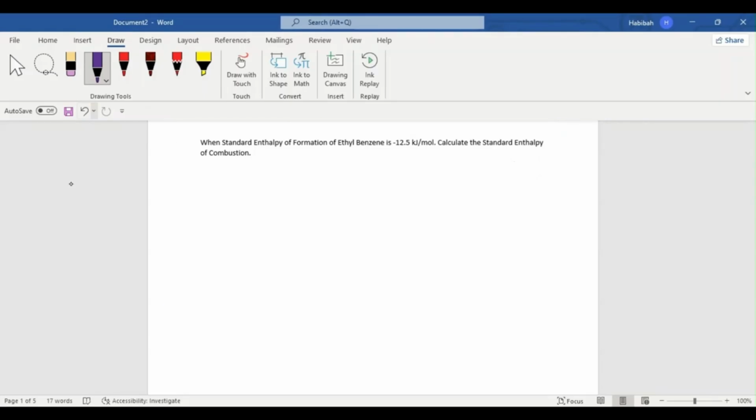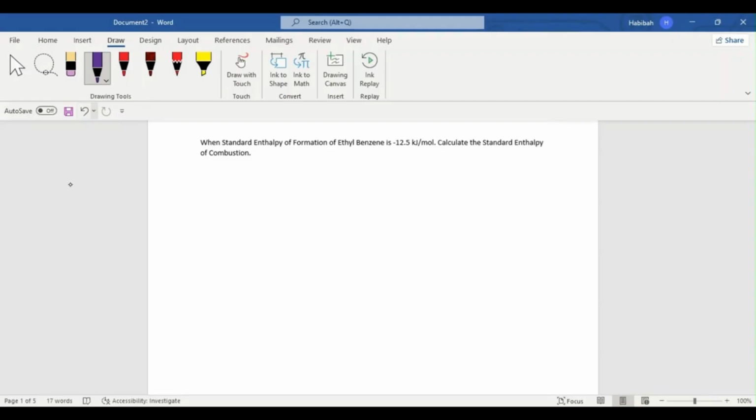So ethyl benzene has this structure, even though the structure is not exactly what we need in this question. It's just going to help you anytime you're not given the actual structure or molecular formula. If you're not given the molecular formula, you can draw out the structure to determine it. So this is ethyl benzene. You have the ethyl group right here, and then you have the benzene group right here.